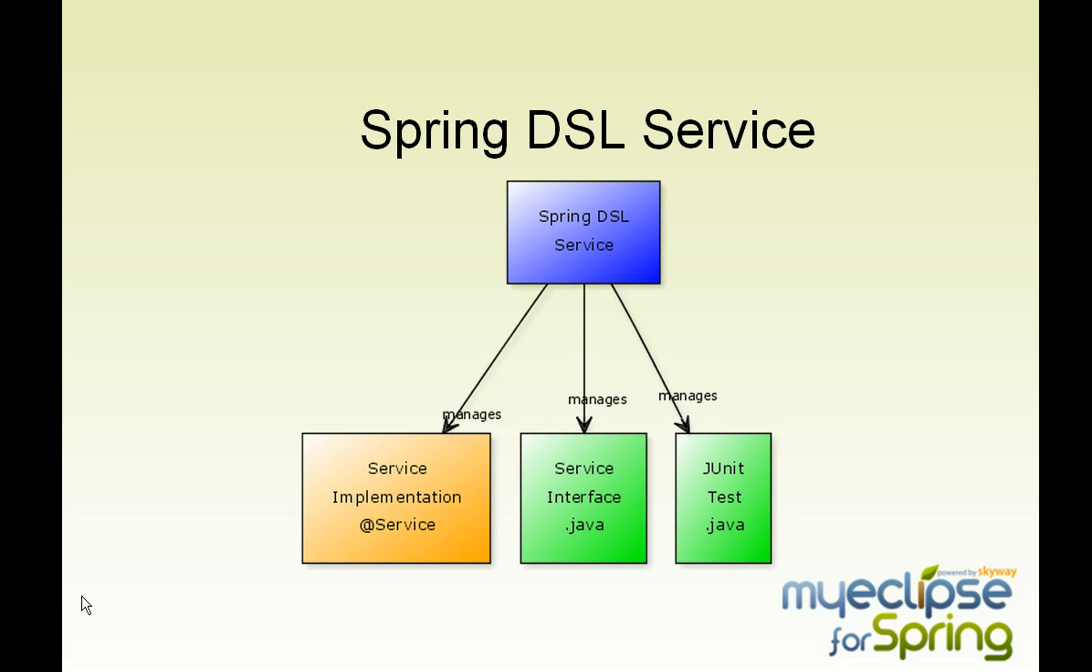Before we actually demonstrate this, it's important to realize how the Spring DSL works. In the specific instance of the Spring DSL service, it is responsible for managing multiple code and configuration artifacts for me. In this diagram we see that, in its simplest form, it manages three artifacts. It manages my service implementation, which is an @Service annotated Spring component. It manages my service interface, and it also manages my JUnit tests. As I create instances of a Spring DSL service, it's going to automatically manage, maintain, and update the respective files that it's responsible for.